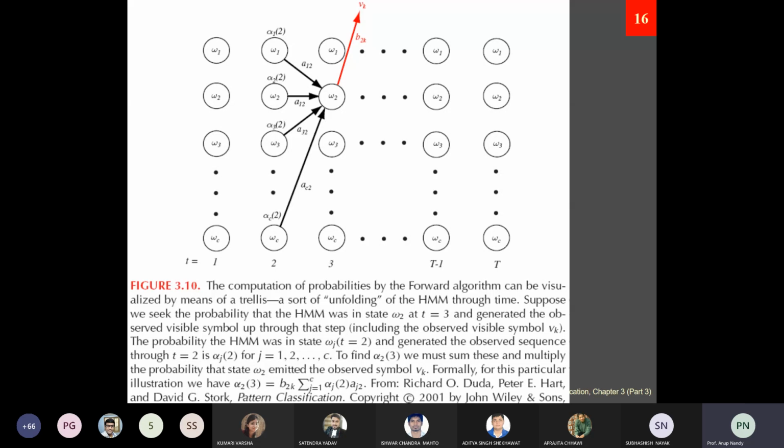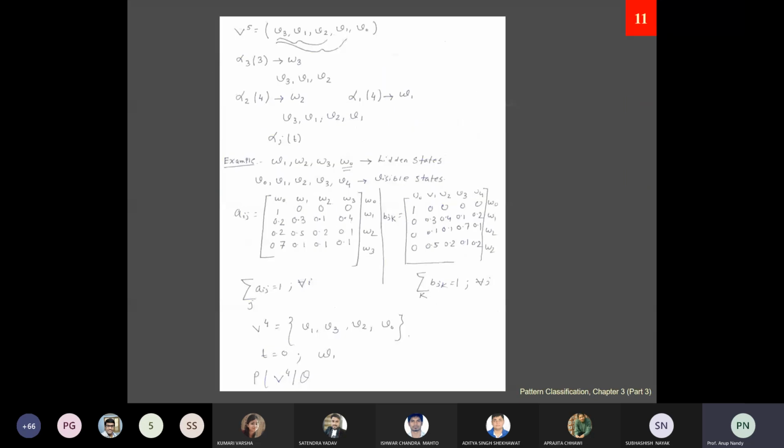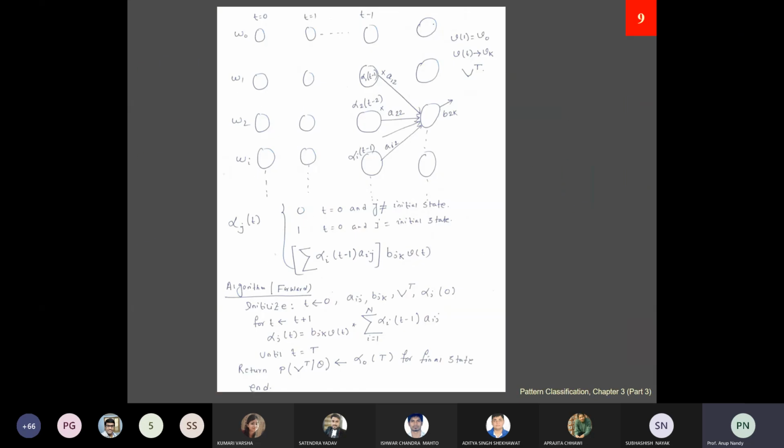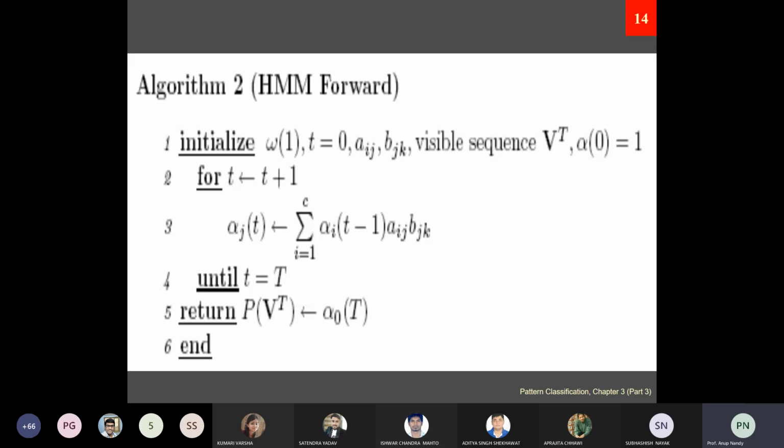Then from W2, what is the probability that W2 emits an output symbol Vk, with the probability b_2k? That means you are in the hidden state W2 and it generates output symbol Vk at time instance t equal to 3. Everything is written, you can just check it. This is a very good representation. If you understood this concept the way I have explained it, it will be very easy to understand.